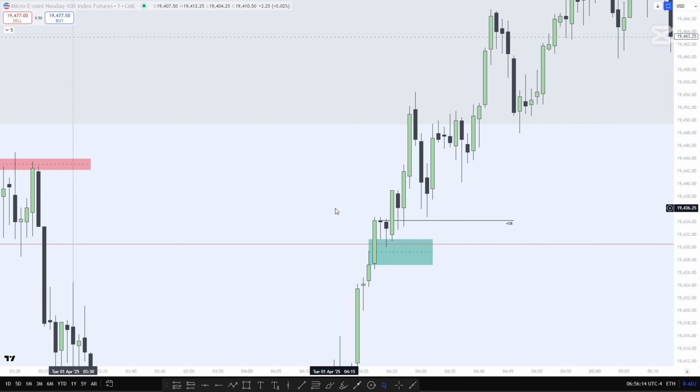Anyway, I hope this clears out high probability order blocks and how I like to trade them. And if you have any questions or you want me to break down some other PD arrays, let me know.